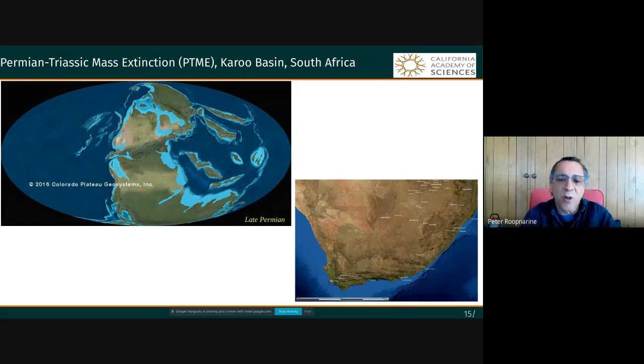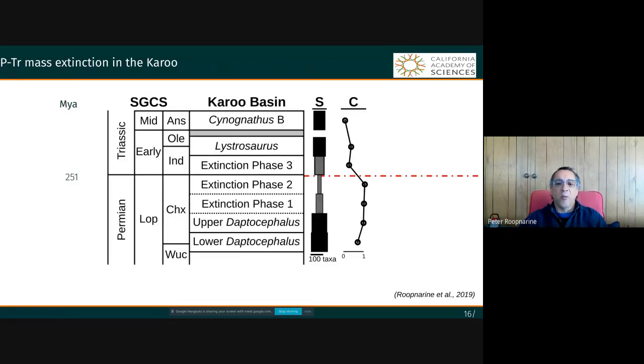So what we're going to do is take a specific look at the extinction at this time, and here's a globe showing what the planet would have looked like. We're going to focus specifically on the Karoo Basin in South Africa. At the end of the Paleozoic, the Permian, the Karoo was a site of a very rich, very well developed, heavily forested terrestrial ecosystem. And we're going to break down the history of this ecosystem into a number of stages.